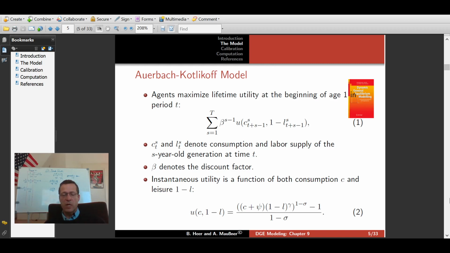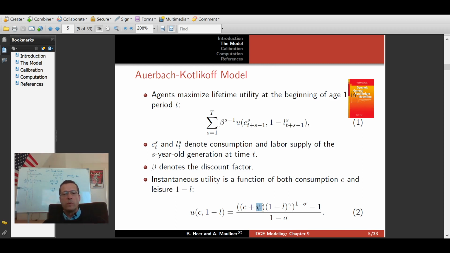1 over sigma is our intertemporal elasticity of substitution, and sigma is also called the coefficient of relative risk aversion. We will set it to 2. And gamma is the weight of leisure in utility. We will set it to 2.0, so that our average labor supply is around 0.3, 0.35, so that we work 30% of our available time. And what's new is this constant psi here in equation 2 for the instantaneous utility function.